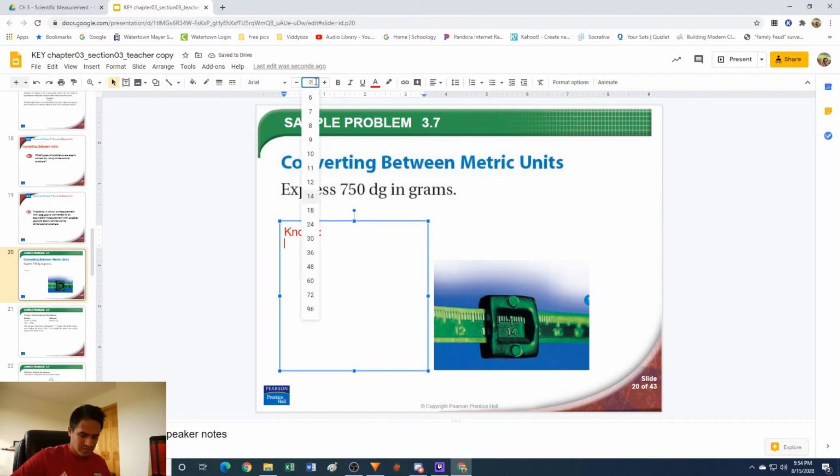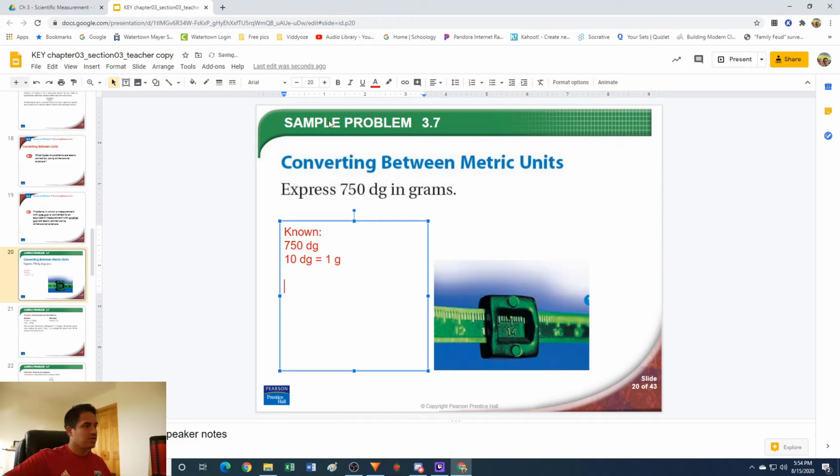Make sure our font is the right size. There we go. So we have 750 decigrams. And we need to know what the conversion is between decigrams and regular grams. And this is just knowing what deci means as a metric prefix. So deci means 10 times smaller. There are 10 decigrams in 1 gram. Okay, so 10 decigrams equal to 1 gram.